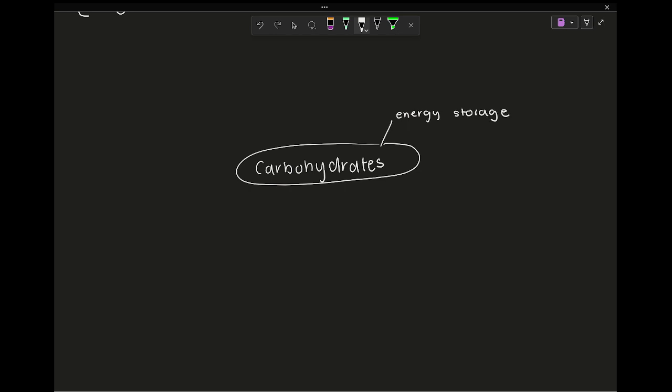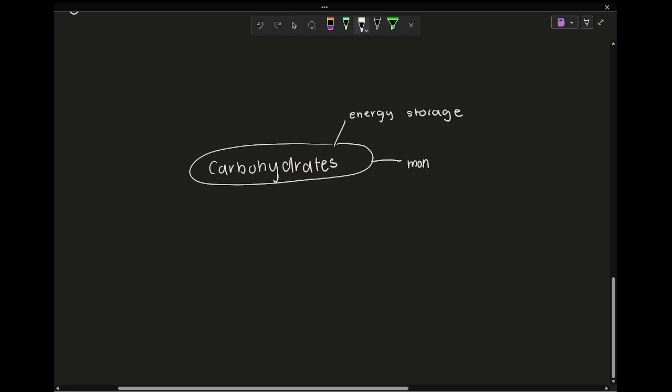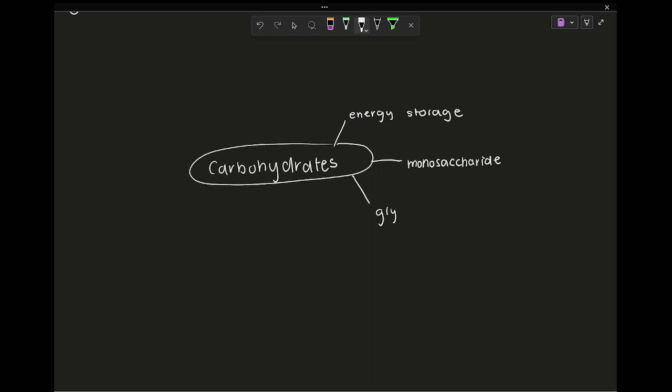and sometimes structural function, but I won't put that in because that's a less necessary function. So what is the monomer of it? It's a monosaccharide. And then the polymer would be a polysaccharide. And if we had two linked together, it would be a disaccharide. And how are they linked? Through glycosidic linkages.